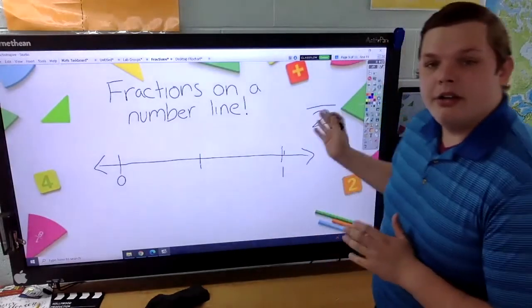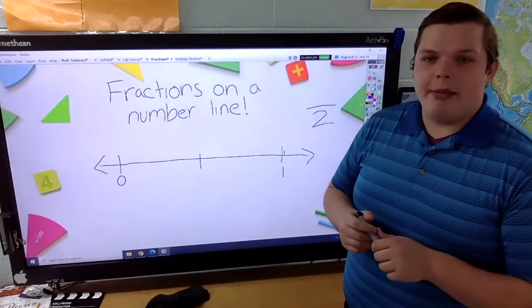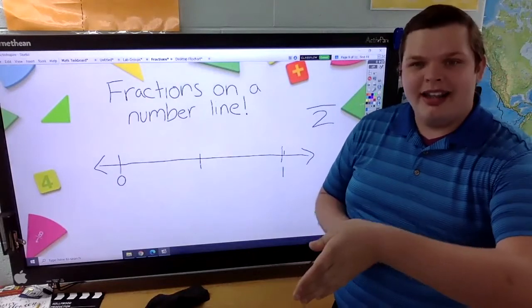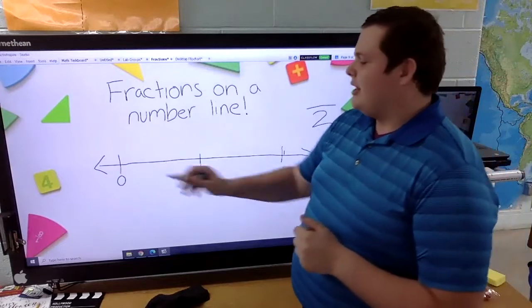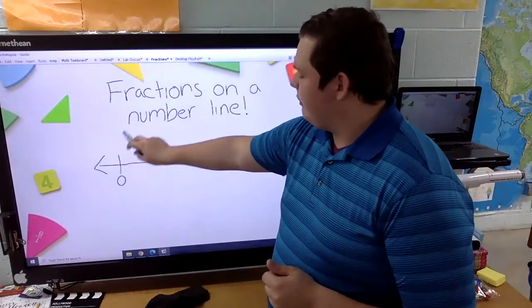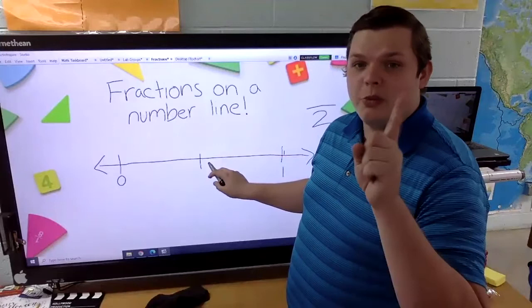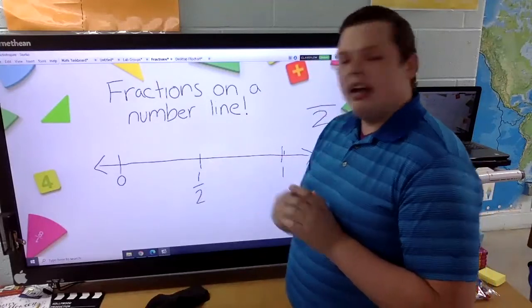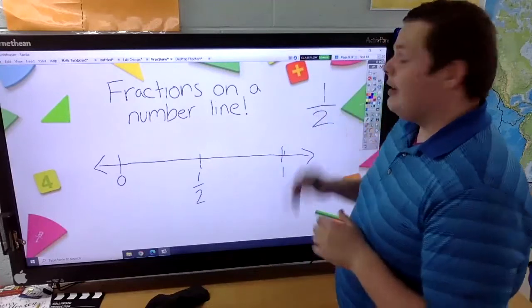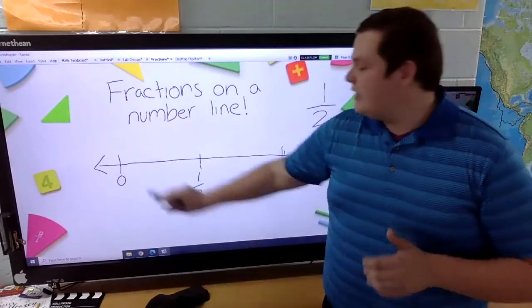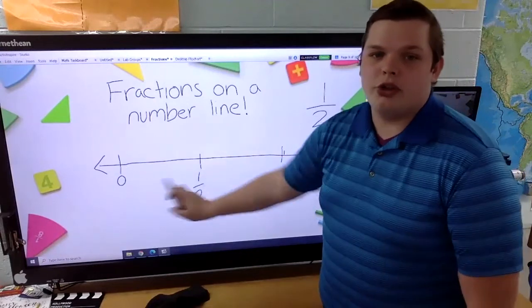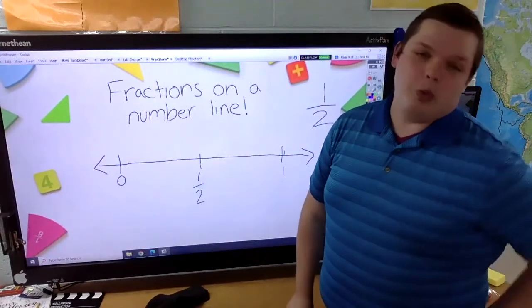Okay? 2. We don't know how much we have on top. However many spaces it takes to get to a tick mark is your number on the top. So for this one, that's 1 space. So the number that goes here is 1/2. 1/2, okay? It's 1 tick mark over, and then there's 2 total before you get to the whole number 1, okay?